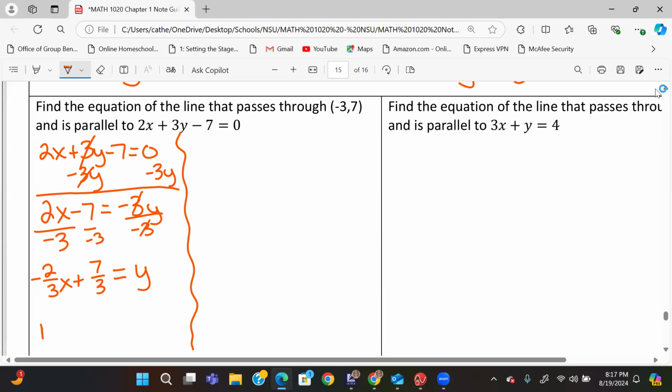From here, we need the slope. So what is the slope? What's in front of x? That's -2/3. And since the lines are parallel, the slope is the same. So this is the actual slope we're going to use. And then we have a point that we're going to use. So it's going to be y minus y1 equals m, which is our slope, times x minus x1.